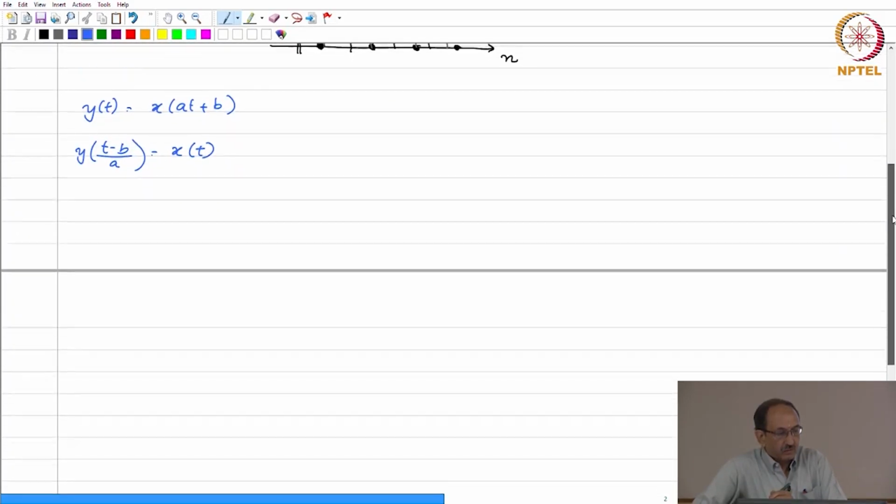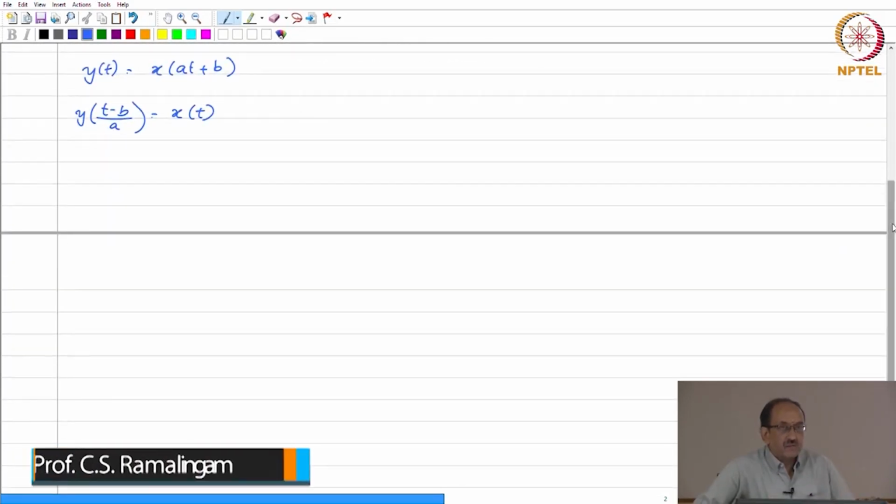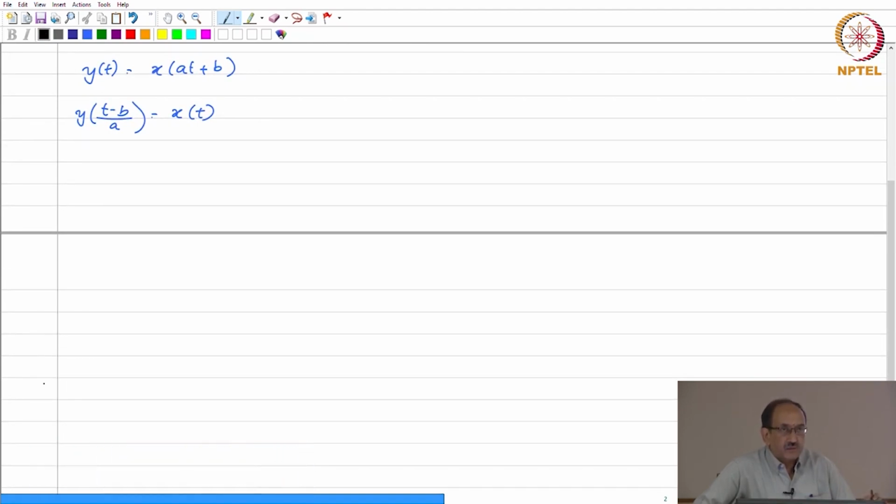Now let us look at some other definition that is similar to what you must have seen in the continuous time case, and here things are very similar, the analogy is very close. So, we will look at even and odd parts of a sequence.